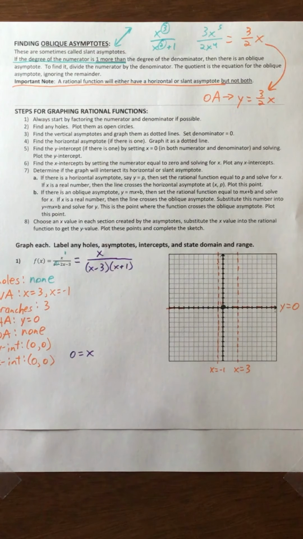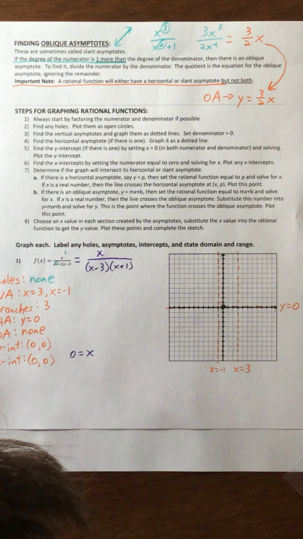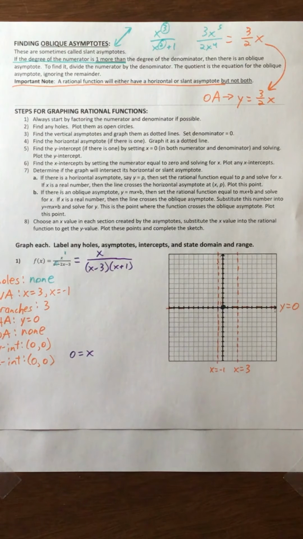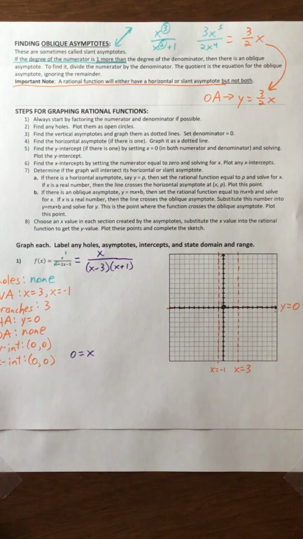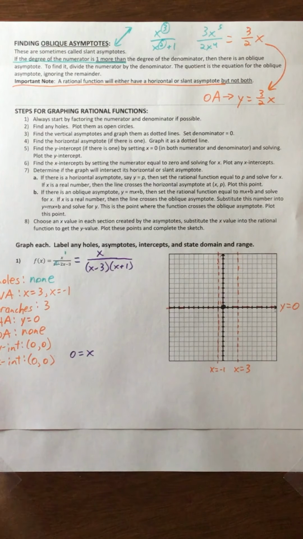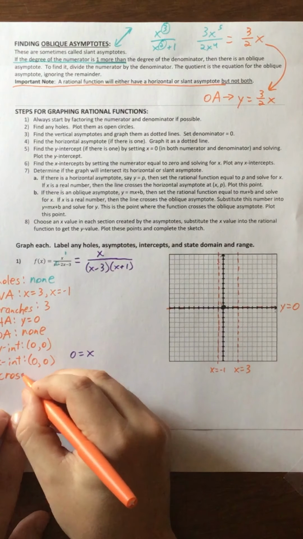And now the next step is a little weird, okay? It says that we have to determine if the graph will intersect its horizontal or slant. Think back to yesterday, you wrote down for horizontal asymptotes that you can cross them, but you can't cross verticals. So we have to check, do we cross our horizontal asymptote?